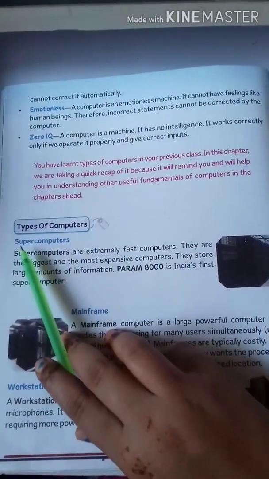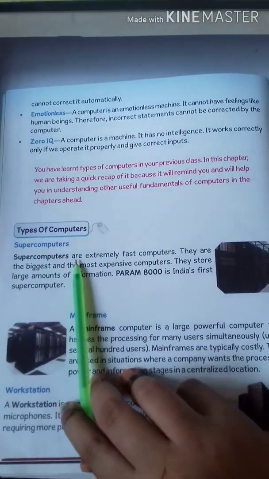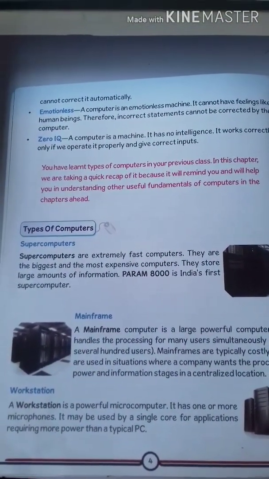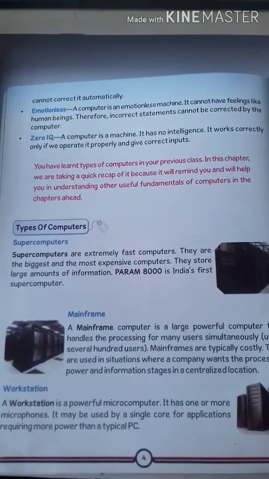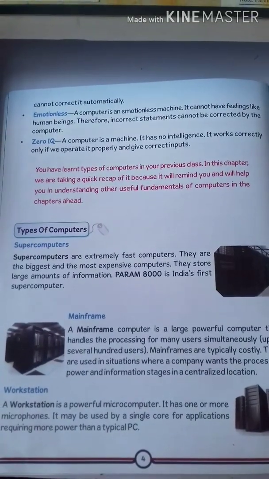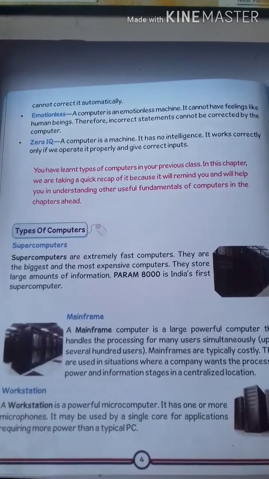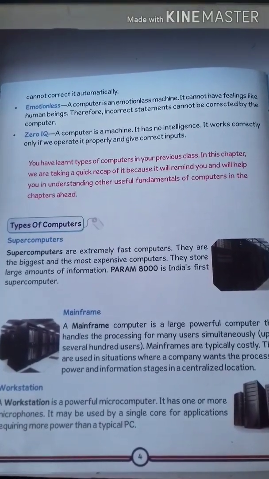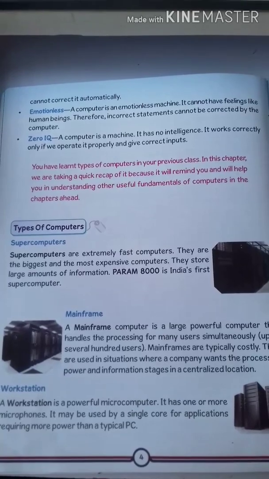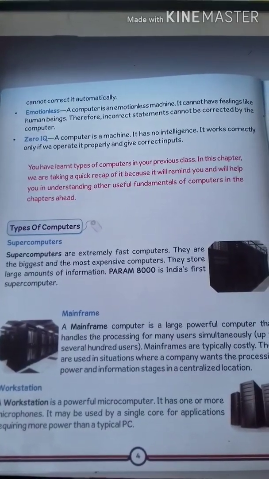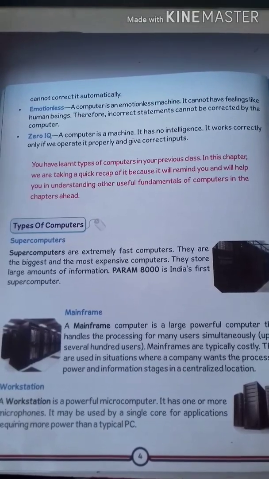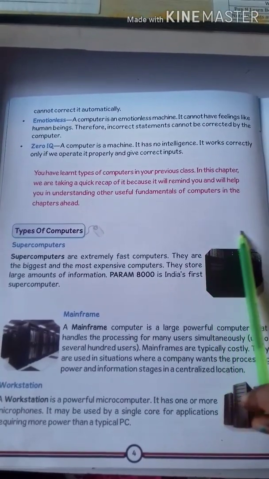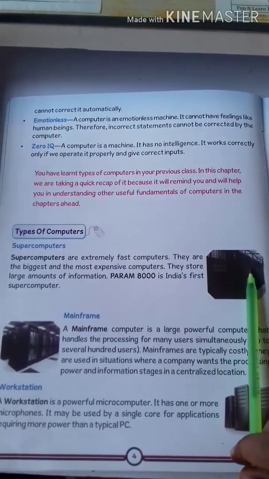Let's start. What is a supercomputer? I will explain. Supercomputers are extremely fast computers, the biggest and most expensive computers. They store the largest amount of data, like 800 RAM. For information, this is the first supercomputer. Look at this, so big and taking so much space.